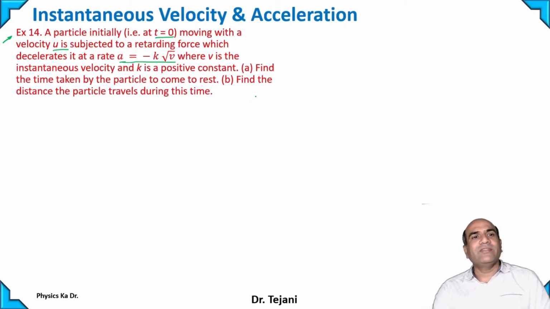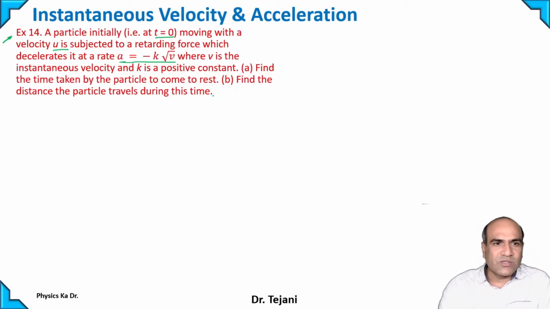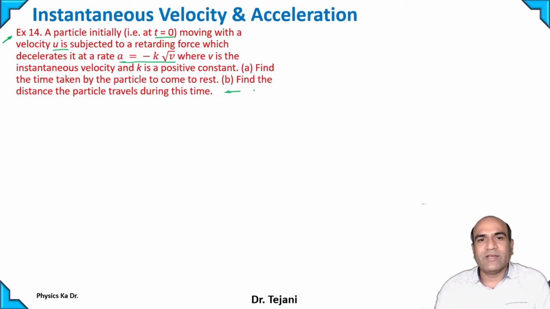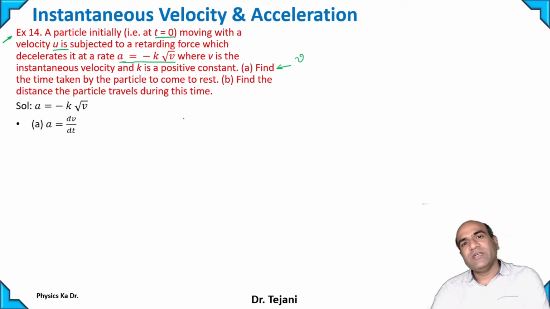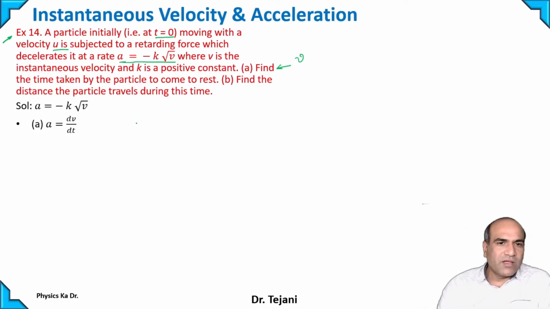And then find the distance the particle travels during this time. That means we need to have distance also, which means the equation of x is also required. Let's first find the equation for velocity. Here it is given that a is equal to minus k under root v. We need the equation for the velocity.